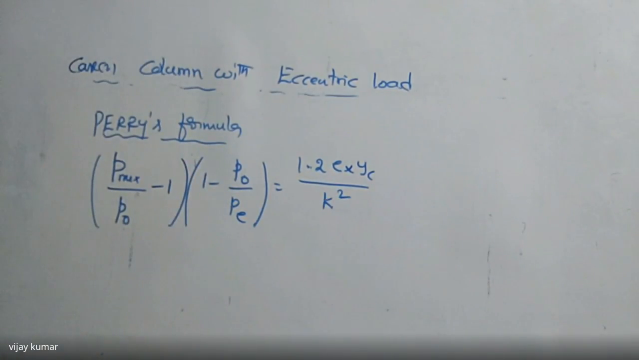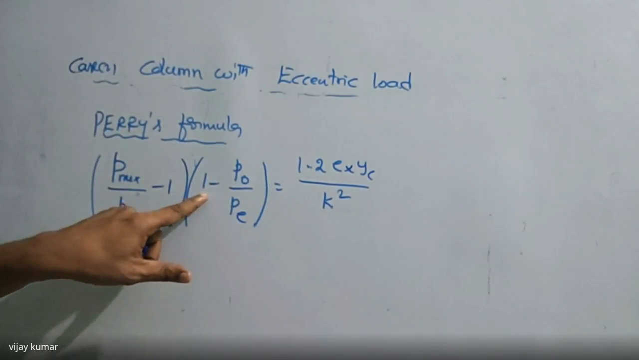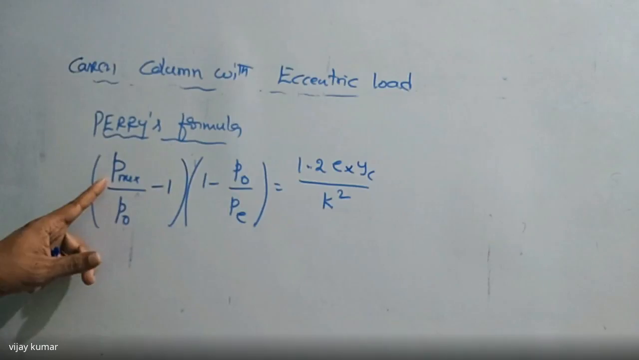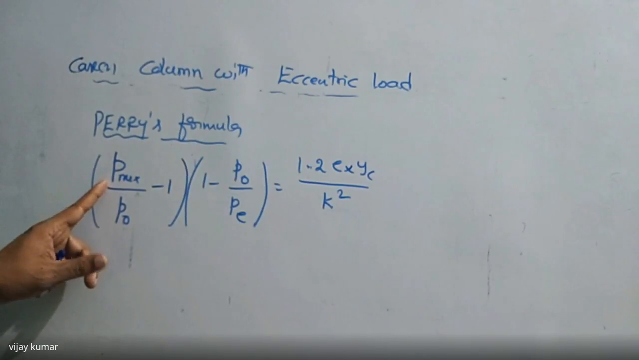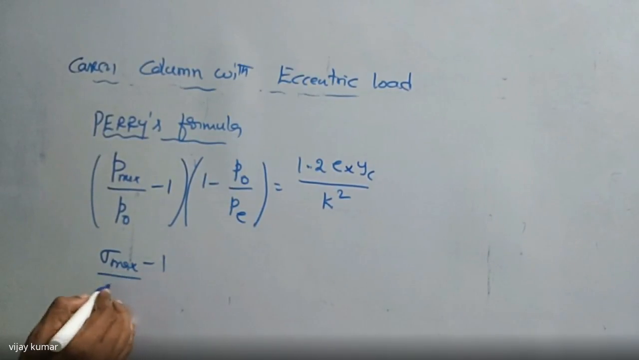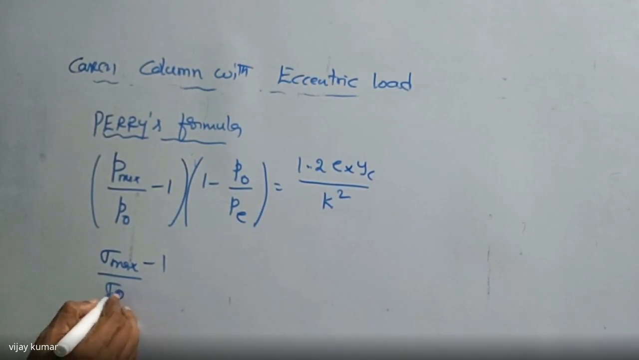Here we can also write sigma maximum by sigma naught minus 1, into 1 minus sigma naught by sigma E. Sigma maximum is the maximum permissible compressive stress. I can write it like this also: sigma maximum divided by sigma naught bending, here is sigma B.